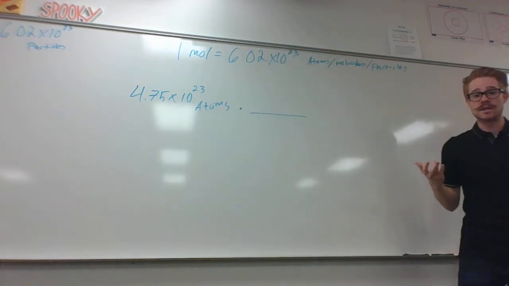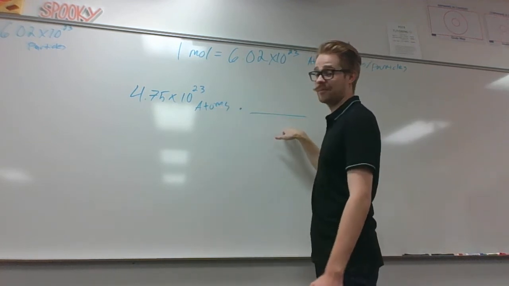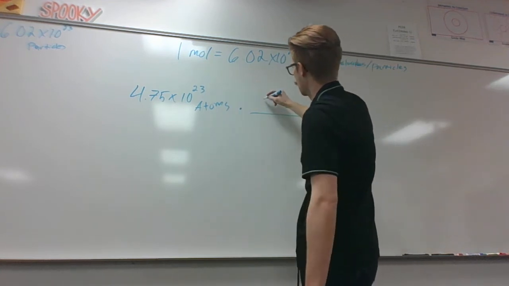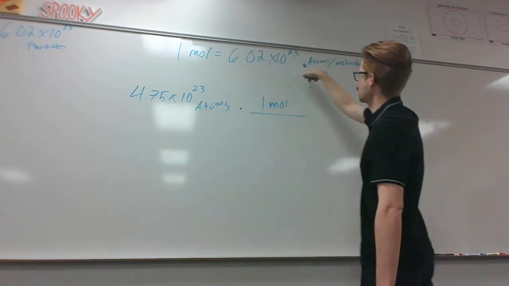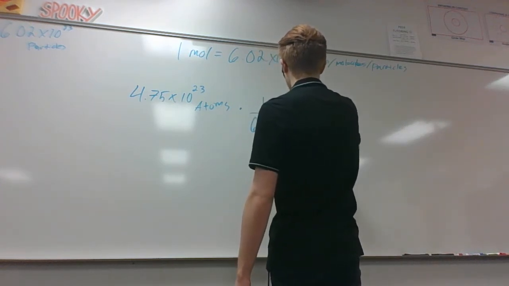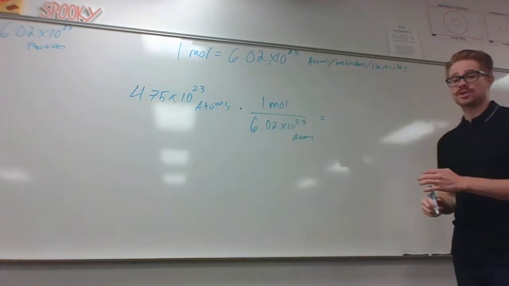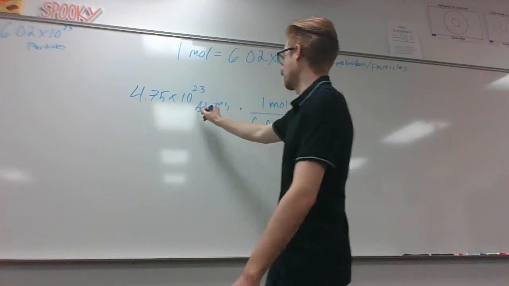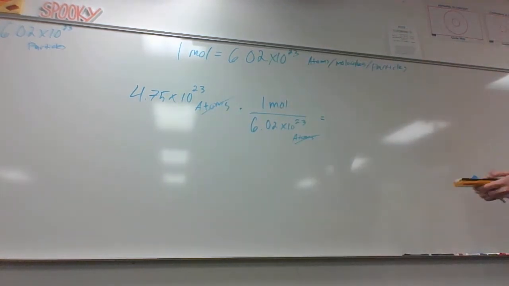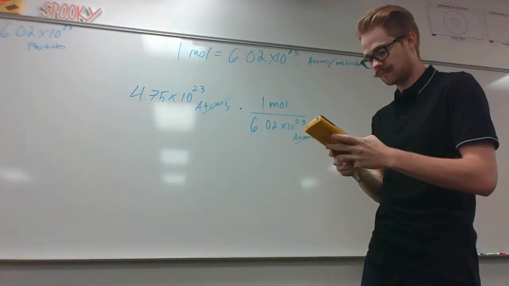Okay, same idea here. We want to put our opposite units on the bottom, and we're trying to convert into moles. So moles are going to go on top. And then our opposite unit of atoms, 6.02 times 10 to the 23rd, Avogadro's number, are going to go on the bottom. Okay, so now before we do anything, we can check to make sure that our units cancel. Atoms cancel with atoms. We're left with just moles, and that's what we want. We want to see how many moles are in 4.75 times 10 to the 23rd atoms.